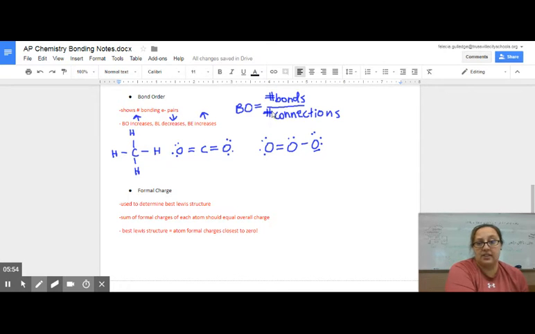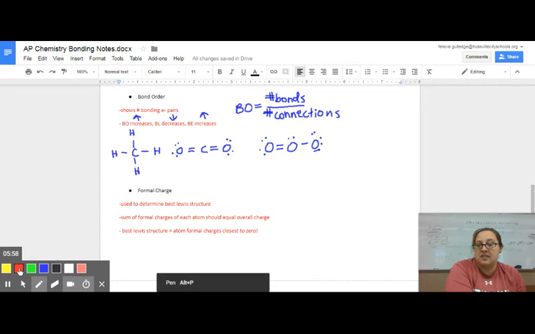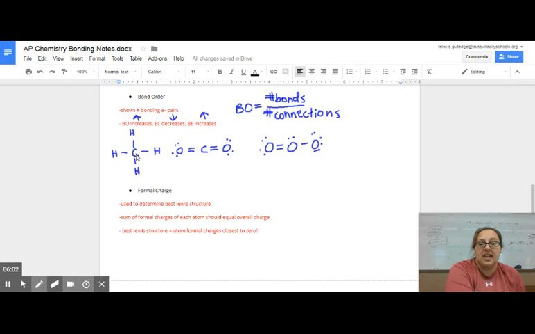So let's just get to it. If I want to figure out the bond order for this here, all right, so carbon, I look and see how many bonds I have. So there's 1, 2, 3, 4. So 4, divided by the number of connections. The number of bonds is what's bonded to the central atom. The number of connections is the atoms that are attached to the central atom. So how many of those do you have? We'll have 1, 2, 3, 4. So 4 divided by 4 is equal to 1.